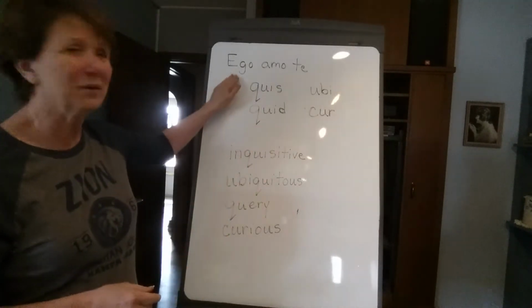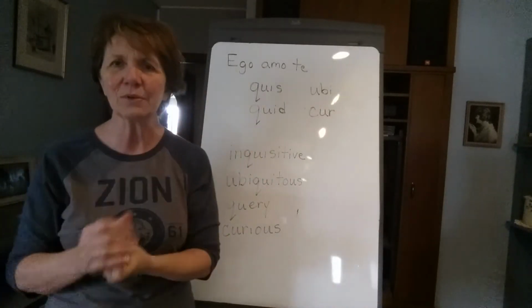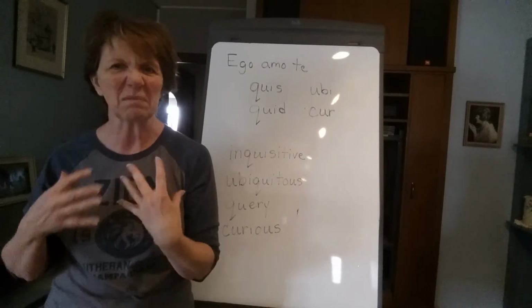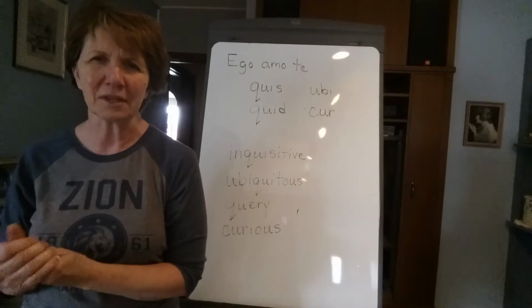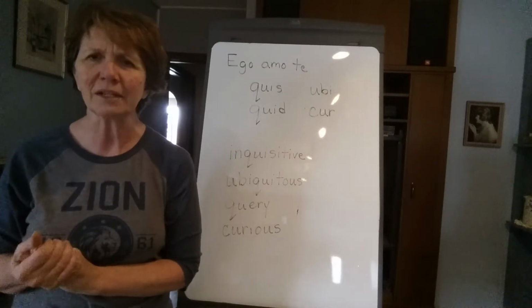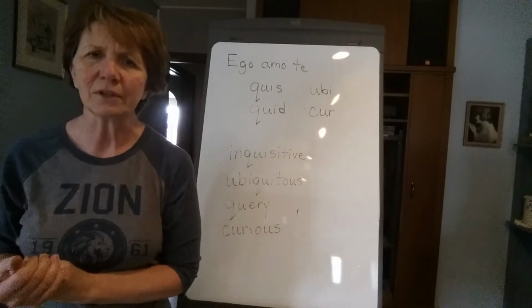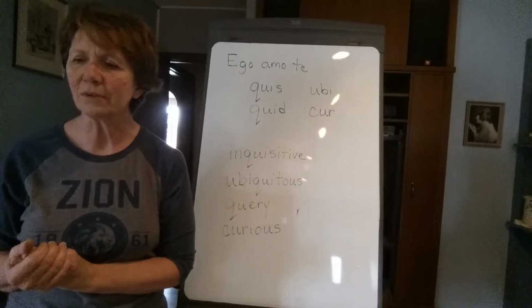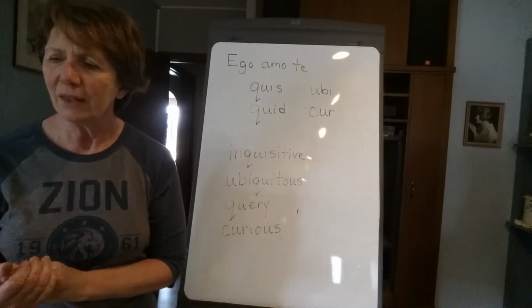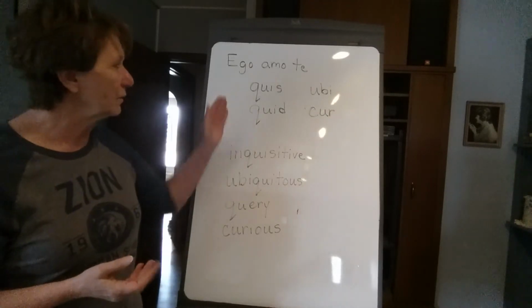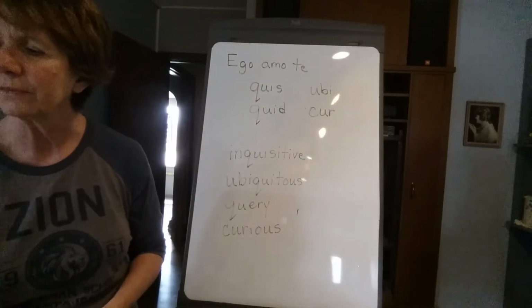And ego, of course, is me. And we use that word in English to mean someone who has an ego. They're really self-centered in kind of a way. It's kind of a negative thing in English. However, in Latin, it may not be such a negative term. So, ego amo te.